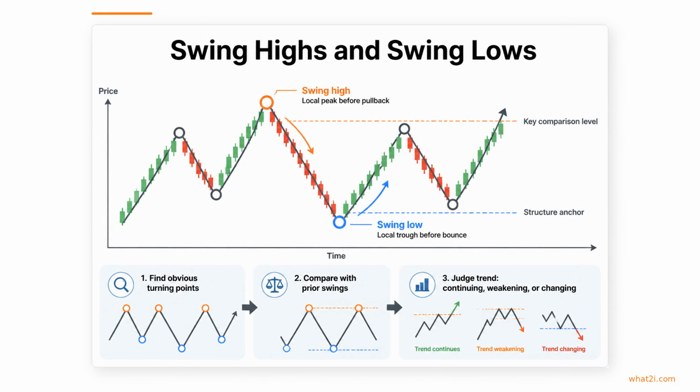Market structure starts with swing highs and swing lows. A swing high is a clear local peak before price pulls back, and a swing low is a clear trough before it bounces. Focus on the obvious turning points, not every small wick, because those cleaner swings act as anchor levels and give you the best comparison points for judging whether a trend is continuing, weakening, or starting to change.